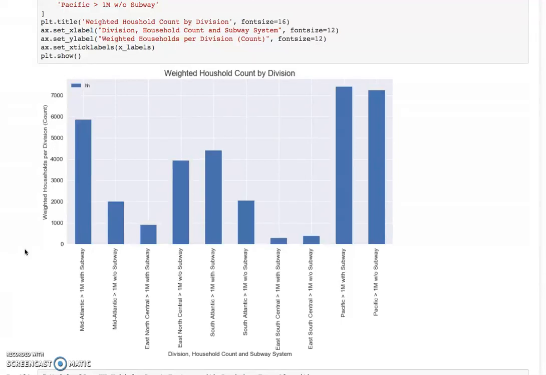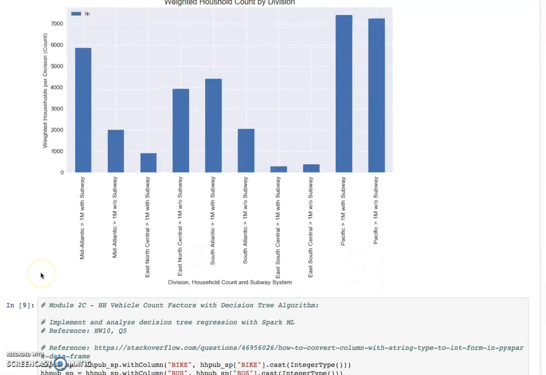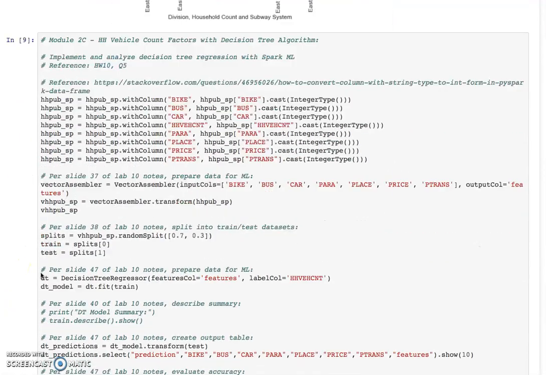So these are regions within the US, and these show urban density basically. And with that, we're going to continue and use the machine learning algorithm to look at a little bit more detail of this household data set. We're going to look at vehicle count and vehicle usage along with the household.